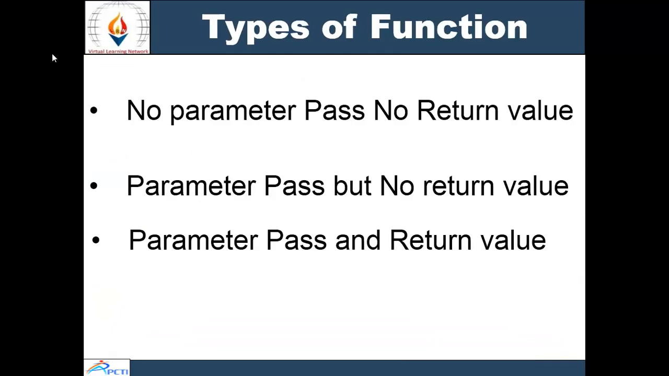Types of functions. There are different types of functions. First, no parameter pass and no return value; second, parameter pass and no return value; third, parameter pass and return value. These are the three types of functions that we can use or declare in our program.